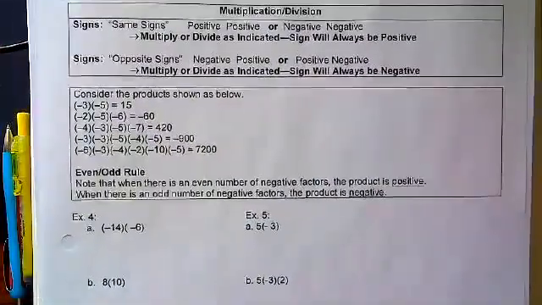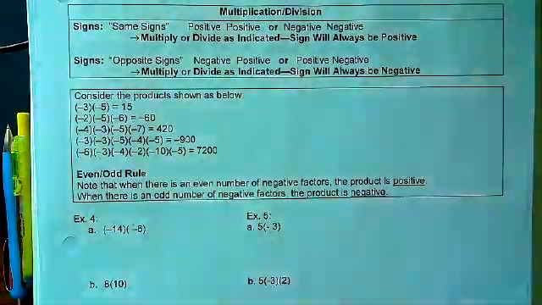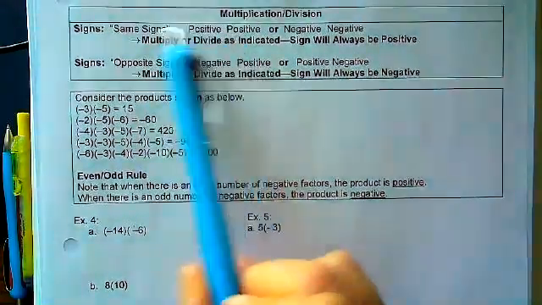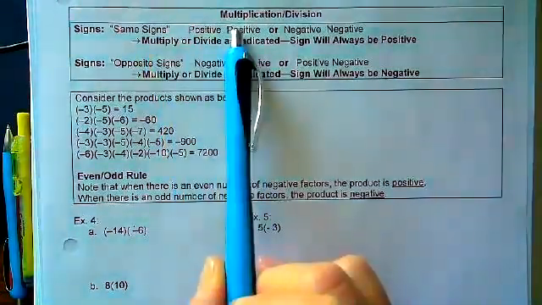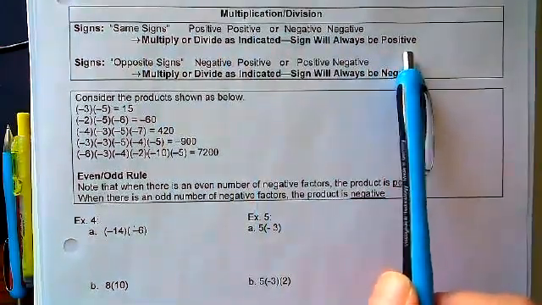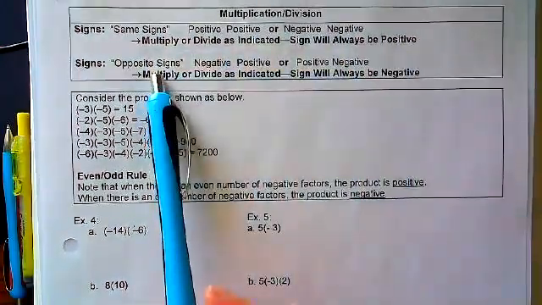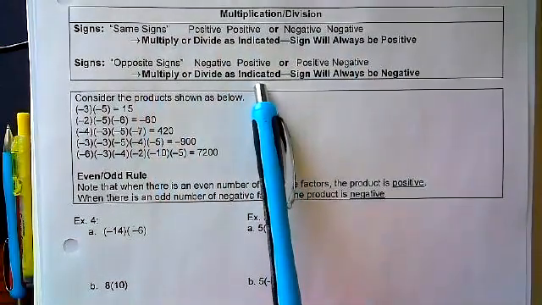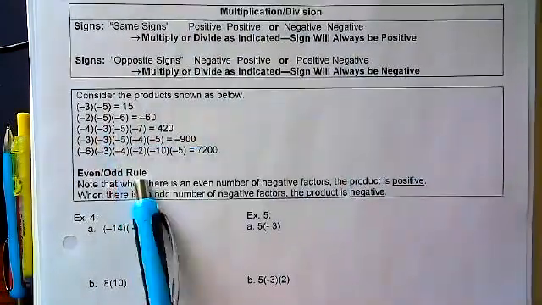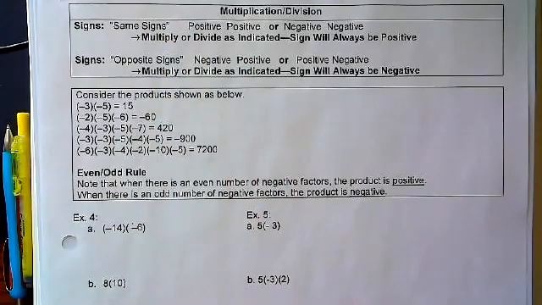If you turn the page, we're going to go over your multiplication and division rules. We still use the same terminology of same sign and opposite sign, but they mean something a little different. So in multiplying, if you multiply or divide, if the signs are the same, you always just do that operation indicated and the answer will always be positive. If the signs are opposite, you do that operation indicated, whether it was multiplication or division, and your sign will always be negative.